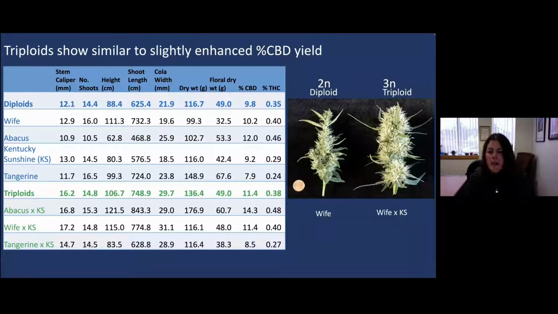And then this was a separate study to look at performance. We had 4 different diploids. We had 3 triploids. We see some changes that may be significant, like the width of the colas. I do not think this CBD will be significant, but maybe.